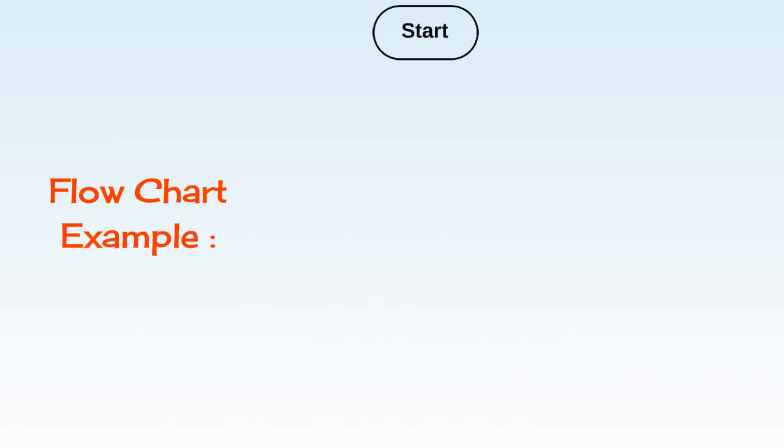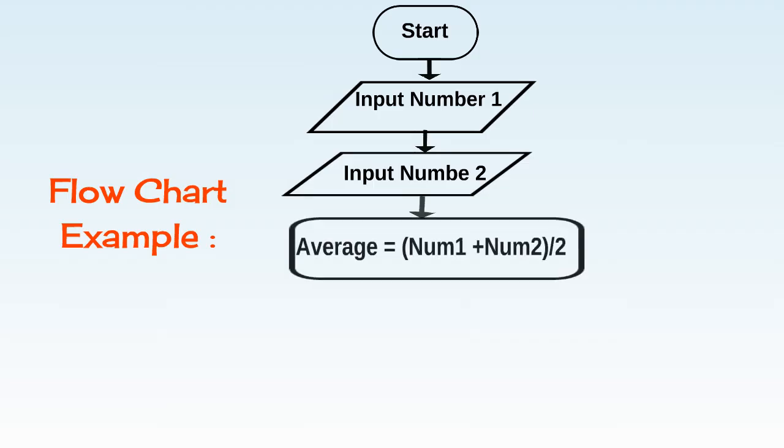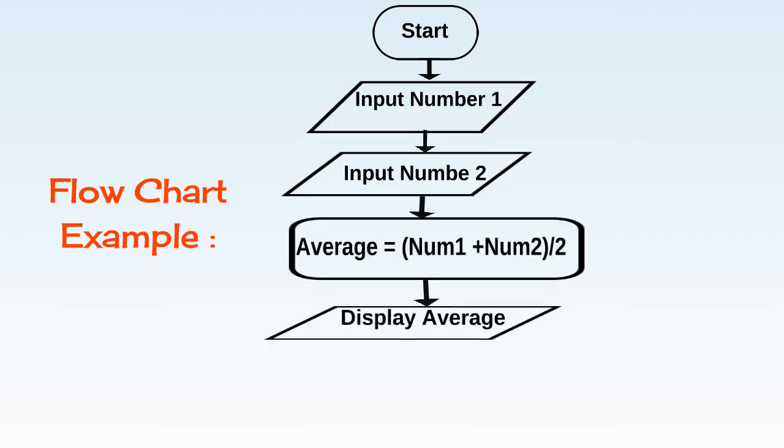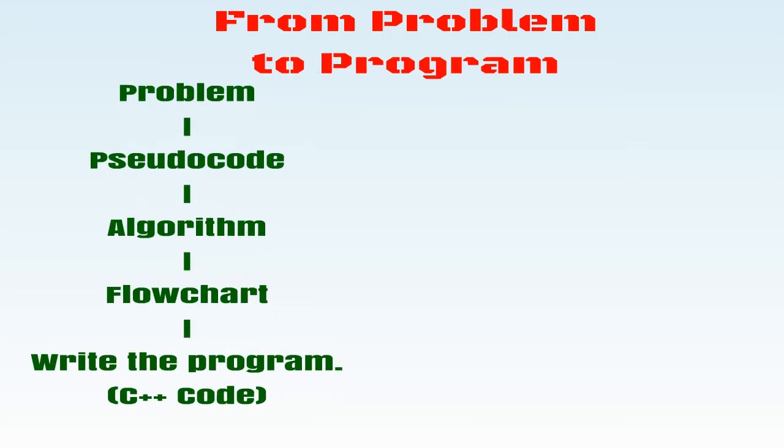For our example, the flowchart would look like this: Start. Input number 1. Input number 2. Calculate the average. Display the average. Stop. Notice how each symbol represents a different type of operation. From problem to program. Now let's put everything together. We started with a problem. Next, we wrote the pseudocode. Then we refined it into an algorithm. After that, we drew the flowchart. Only now are we ready to write the program.